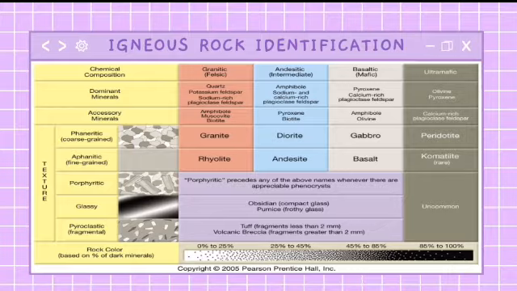For porphyritic, porphyritic precedes any of the above names whenever there are appreciable phenocrysts. For glassy, it is obsidian or pumice, whatever the chemical composition. For pyroclastic, the name of the rock is tuff or volcanic breccia. As you can observe, the color from granitic is light, then at intermediate or andesitic it is somewhat darker, then at mafic it is dark, then at ultramafic it is very dark in color.